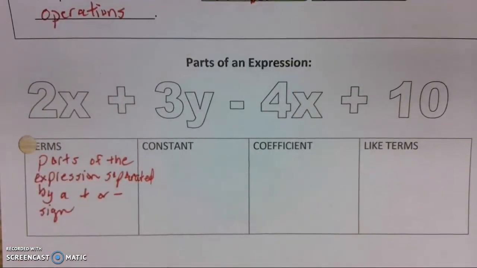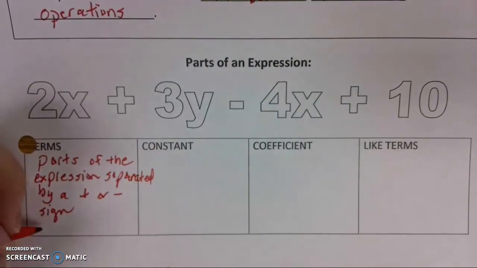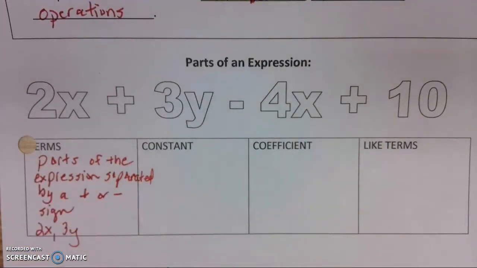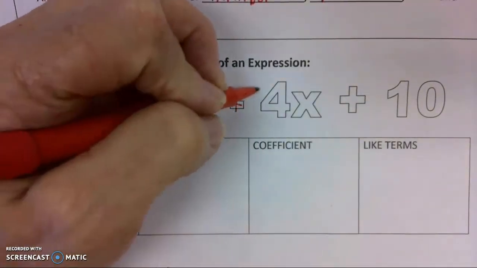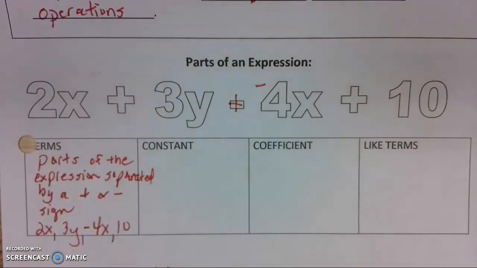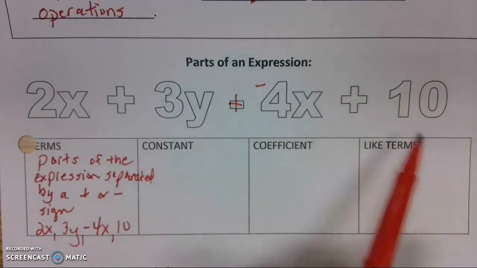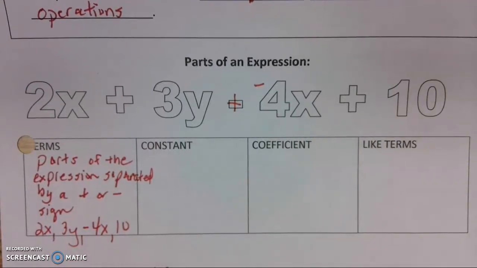So when we look at the terms of the expression on the notes, I have 4 terms. I have 2x, I have 3y. Now, that minus sign, remember that we always add a line and change that sign, so that's actually negative 4x and 10. Those are the 4 terms of my expression: 2x, 3y, negative 4x, positive 10. They're separated by an addition or subtraction sign.